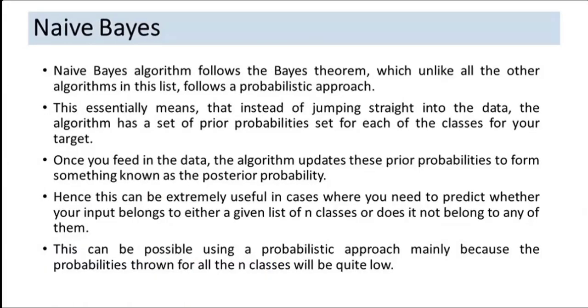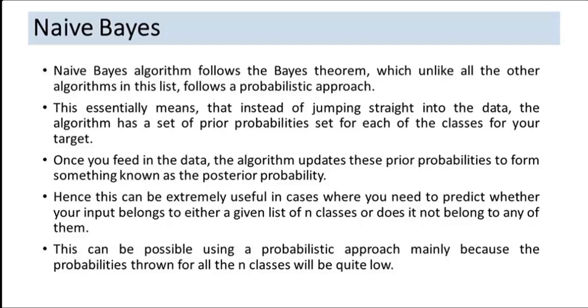In the case of naive Bayes, this algorithm follows the Bayes theorem, which, unlike all the other algorithms in the list, follows a probabilistic approach. In this particular algorithm, instead of jumping straight into the data, the algorithm sets prior probabilities for each of the classes for the respective target. Once the data is fed, the algorithm updates these prior probabilities to form something known as the posterior probability.